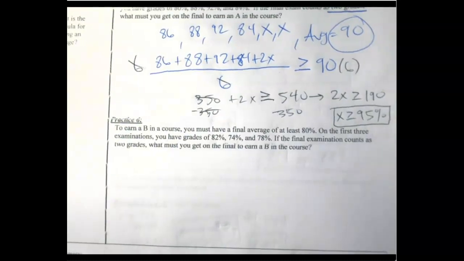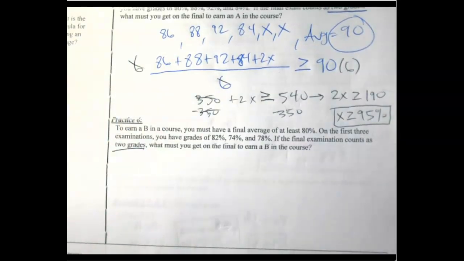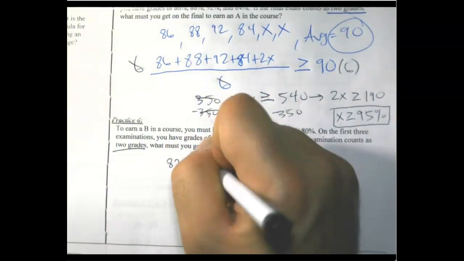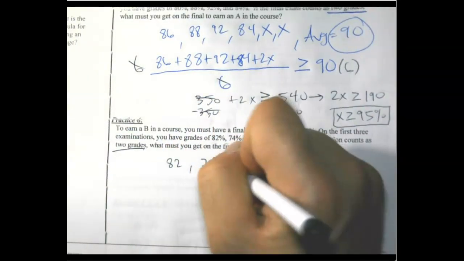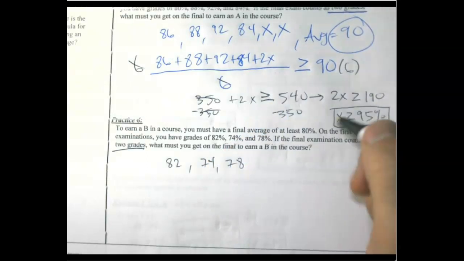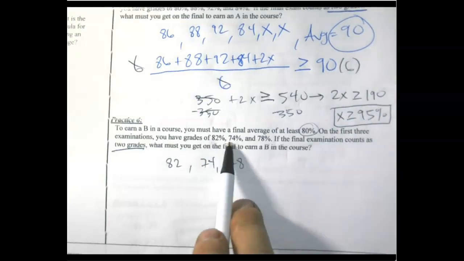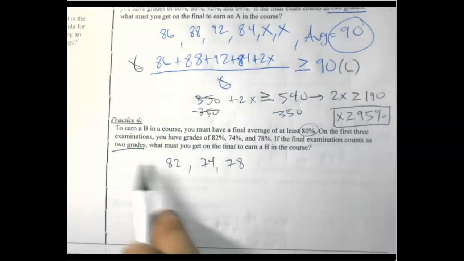And then this last one is the same thing. It says the final exam counts as 2 grades, right? If the final exam were just 1 grade, I could call it X. But since it says it counts as 2 grades, I have to call it X twice. So here's my scores. It says 82, 74, 78, and the final average, we want it to be at least an 80. And again, that's the average of these 3 scores plus the final, which counts as 2 grades.